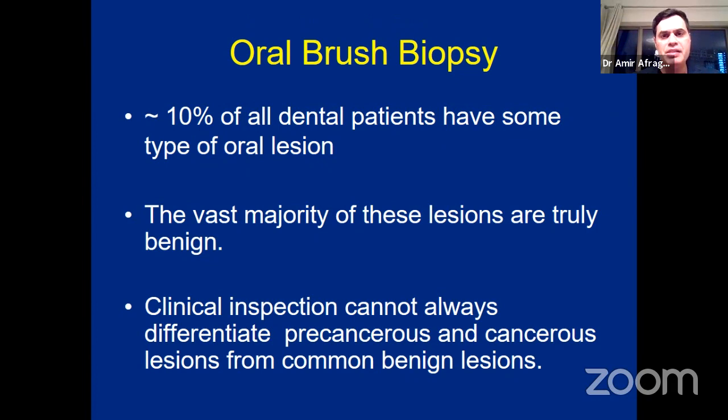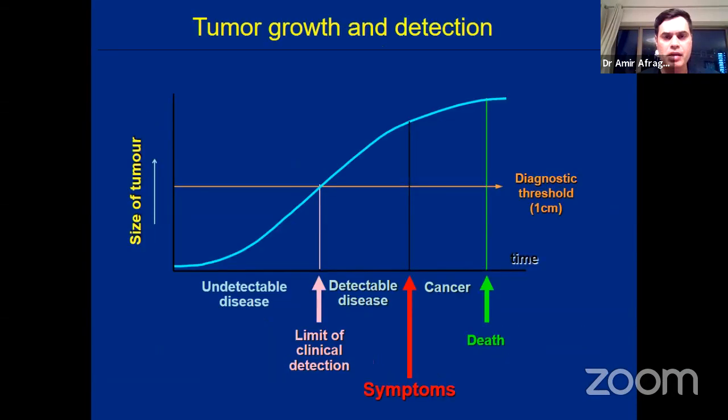About 10% of the patients that present at your private practice have some type of oral lesion. The good news is that the vast majority of these lesions are truly benign. However, clinical inspection cannot always differentiate precancerous and cancerous lesions from these common benign lesions. These precancerous and cancerous lesions only become detectable with an increasing size of the lesion, and the threshold is about a centimeter. So they usually only become detectable when the lesion is bigger than a centimeter.